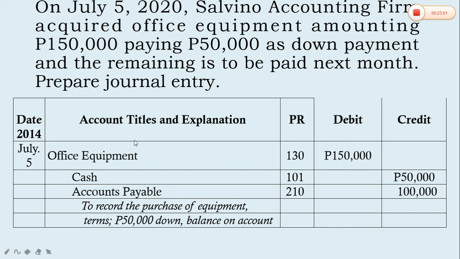Where does the 100,000 go? The problem says the remaining is to be paid next month. Meaning, Salvino Accounting Firm bought the 100,000 on credit. Okay? That is why it paid 50,000 down, but the remaining is 100,000 out of the 150,000. But for what was bought on credit, it was not said that it issued a promissory note. Therefore, automatically, that would be an accounts payable. Okay? Why did we credit accounts payable? It's because the liability of the business increased.